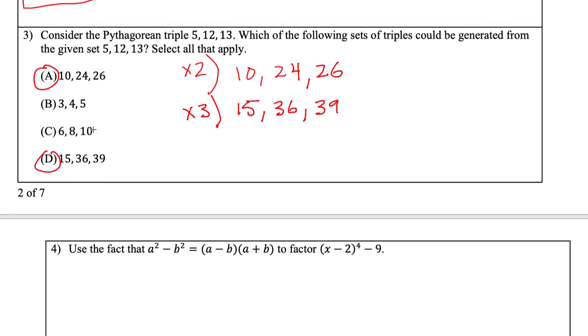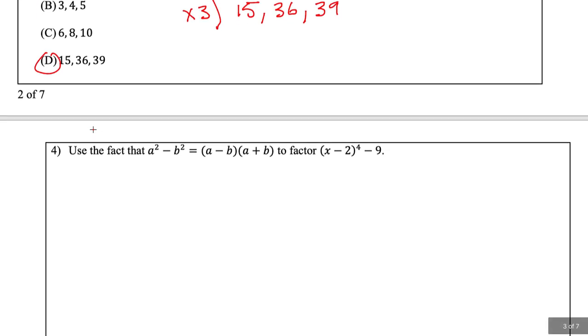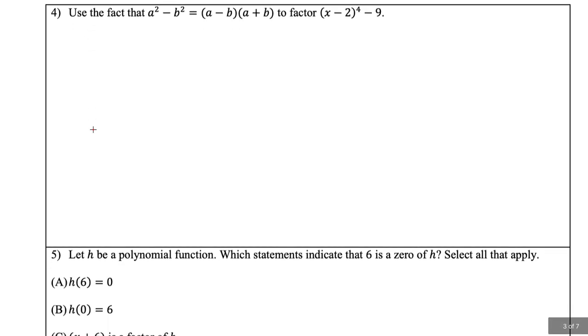On to number 4. All right. So I'm giving you this formula. A squared minus B squared. This is a difference of squares. That factors to A minus B times A plus B. So now I also have a difference of squares. Check this out. I have x minus 2 squared, and then if I square that again, I have to the power 4, and another square. These are 2 different squares. They just look very confusing.